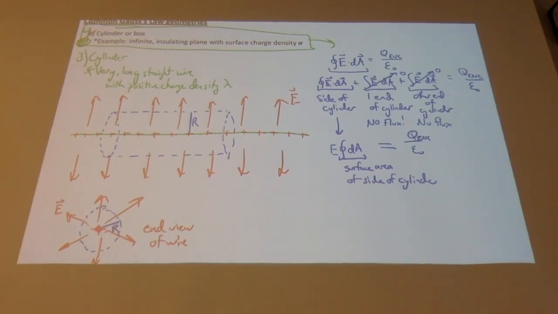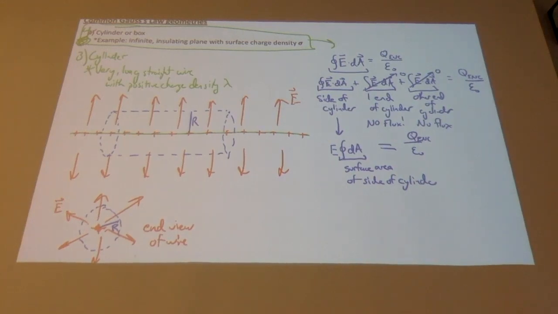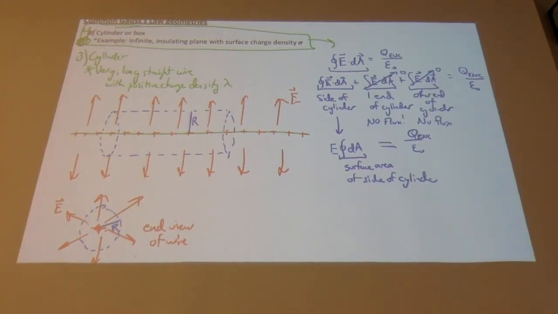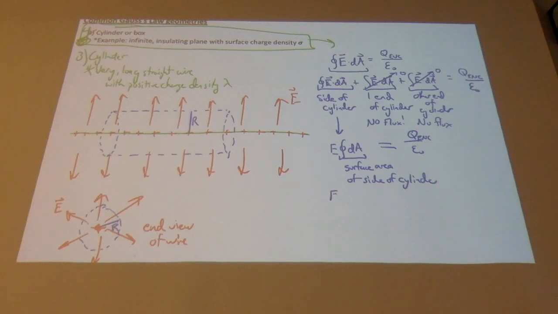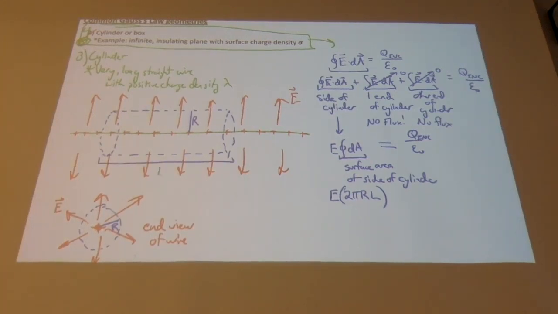It's 2 pi r times the length, right? If you unwrap the cylinder, it's a rectangle. And the length of one side is the circumference of the circle. And then I have the length of the rectangle as well, or the length of the cylinder. So this side is going to be E times 2 pi r L. That's the surface area of the side of the cylinder. The circumference is one dimension, the length of the cylinder is the other dimension. So let's go ahead and write in L here for the length of the cylinder. There we go.